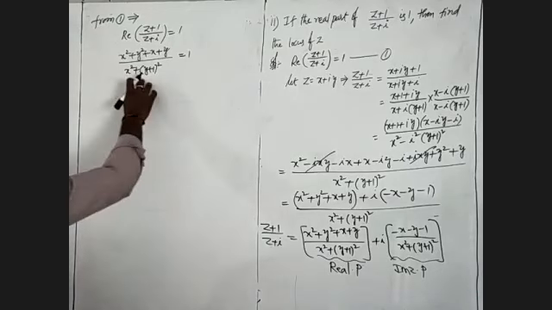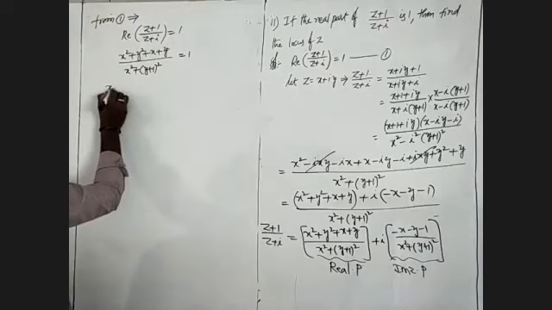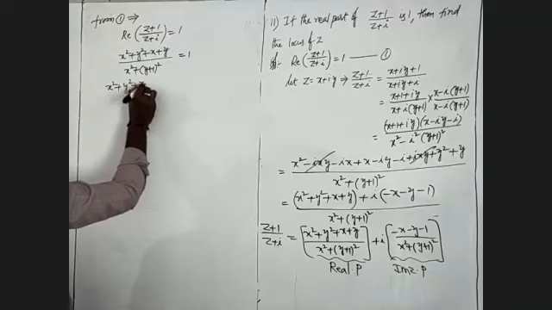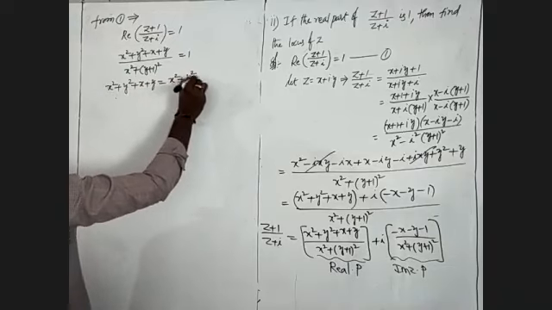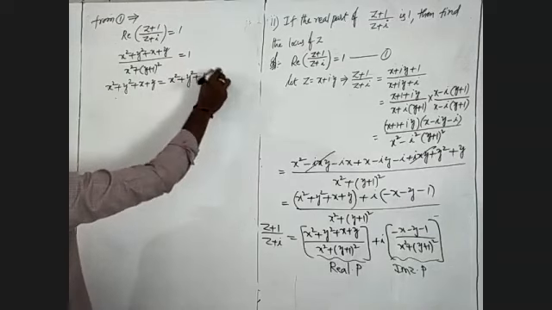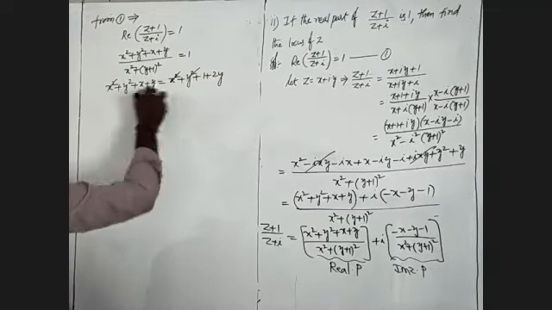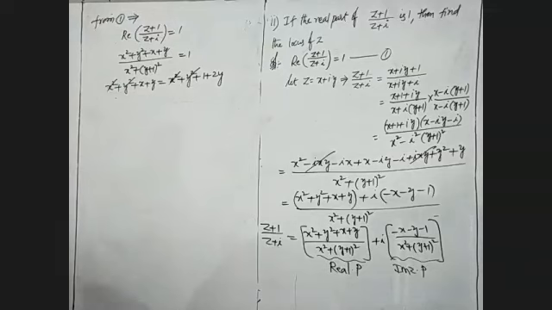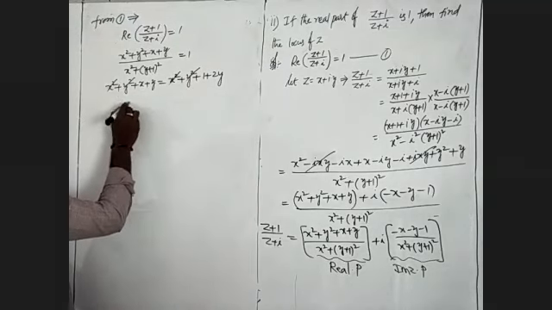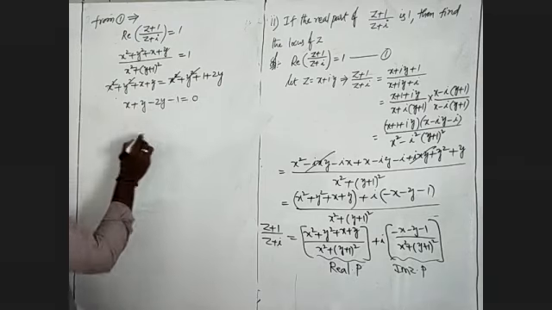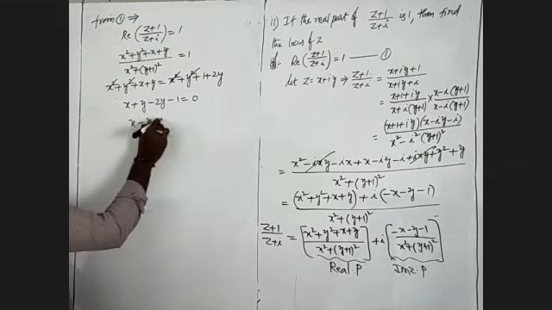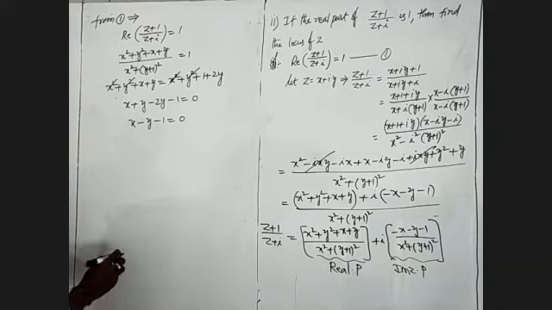Cross multiplying, I will write x square plus y square plus x plus y is nothing but x square plus y square plus 1 plus 2y. Both x square and y square will be cancelled. Moving this value to this side, x plus y minus 2y minus 1 becomes 0. That is, x minus y minus 1 is equal to 0.